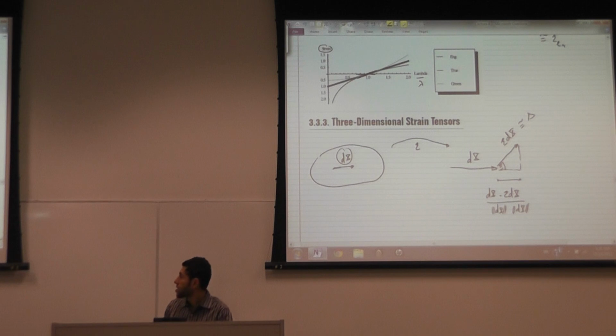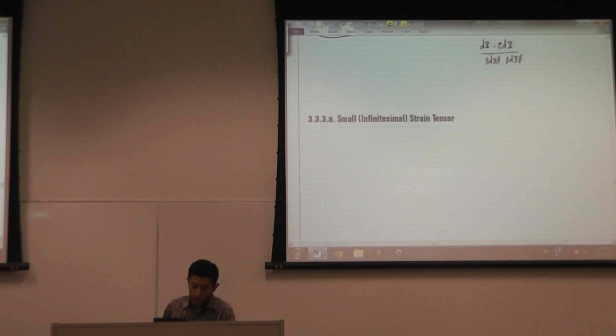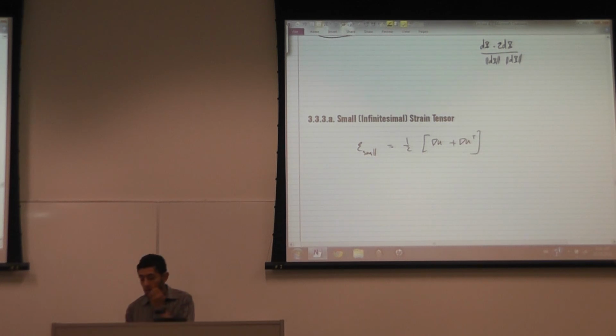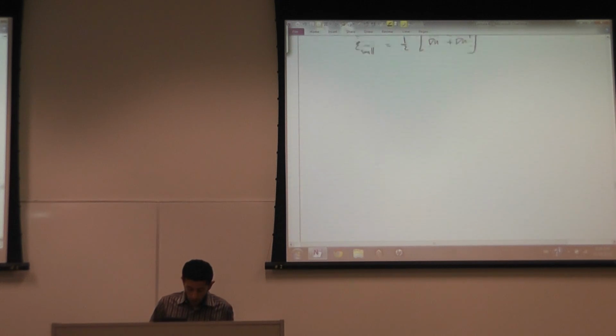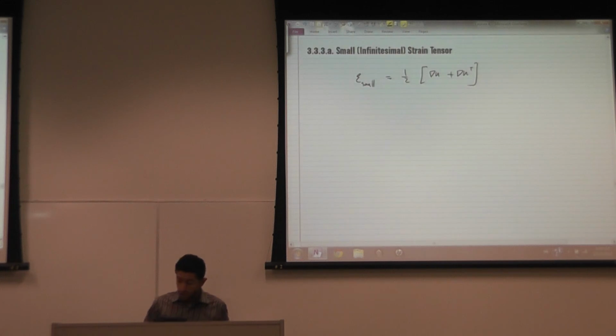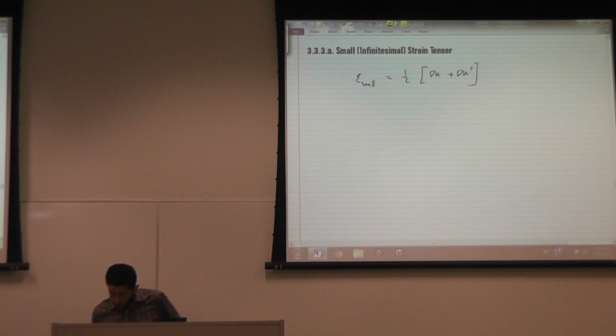So we're going to just define the strain matrices that we use. The first strain matrix that we use is the small strain tensor, epsilon small, and we defined it already. It's equal to half the gradient of u plus the gradient of u transpose. And we talked about the different components in that strain matrix. So what about this strain matrix?